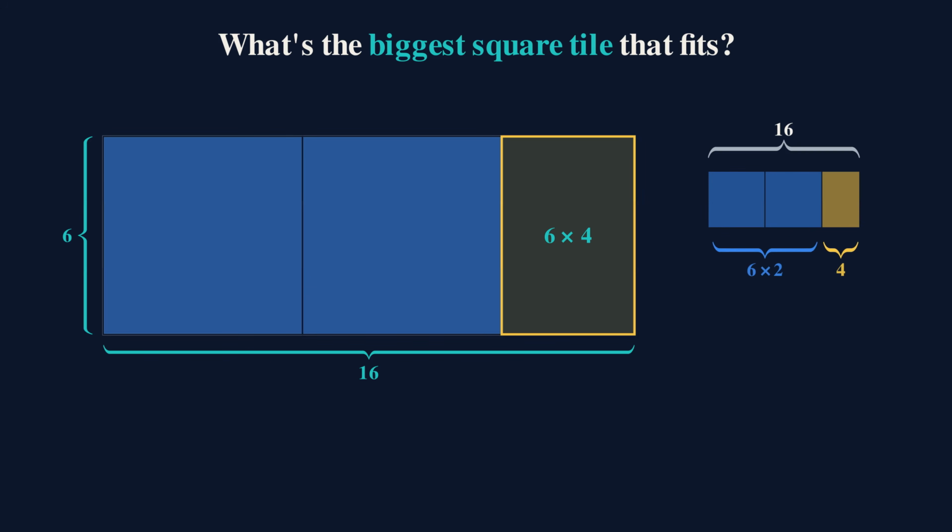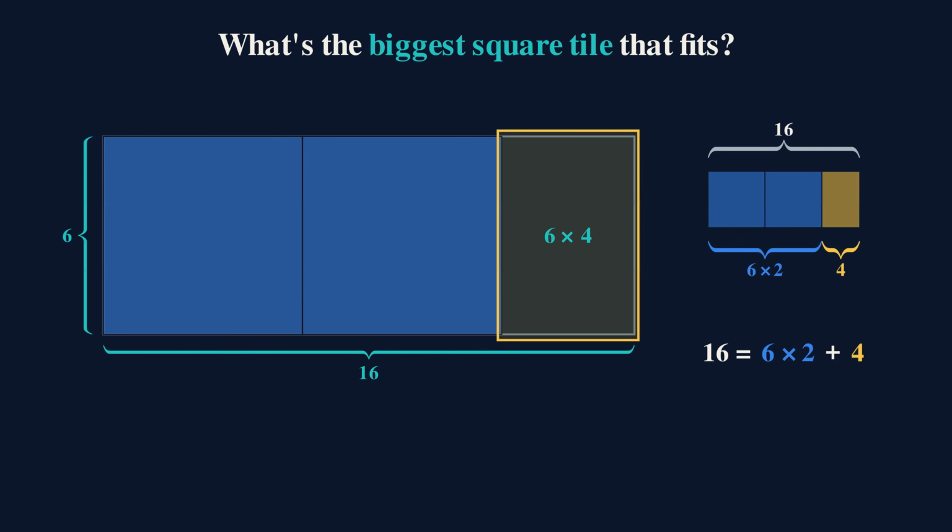Here's the pattern. The length, 16, is 2 whole tiles of 6, plus the 4 left over. 16 equals 6 times 2, plus 4. Look closely at what this floor is really made of. 2 squares, and the leftover strip.